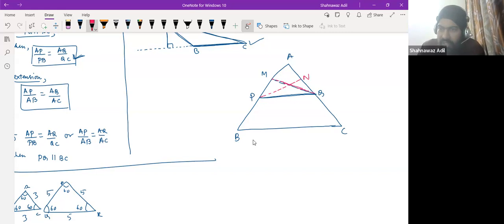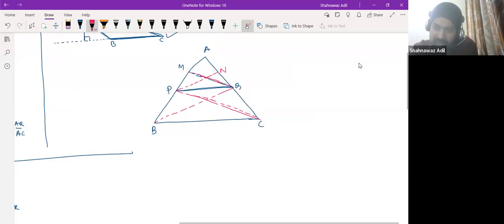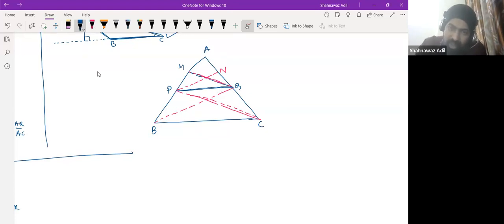The other construction that we will do is join QB, and we will also join CP. These are the four constructions we have to make, and we will take two triangles at one time. In one case, we will take triangle APQ and then again APQ, because if we have a triangle, right?